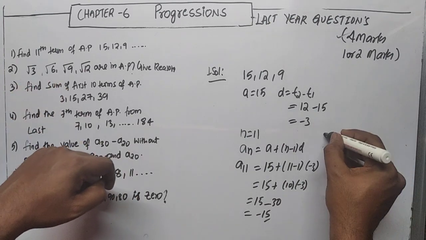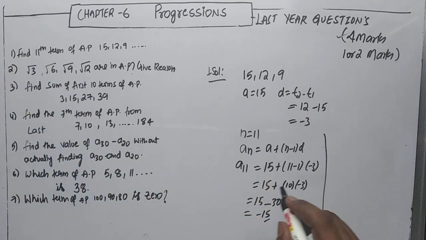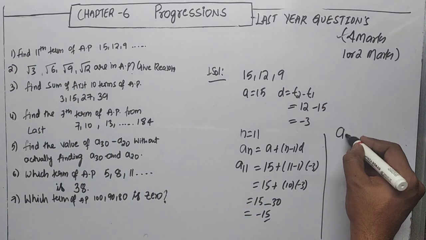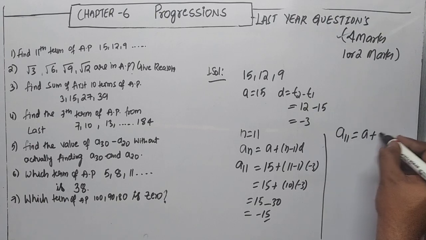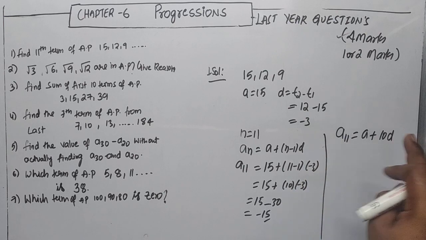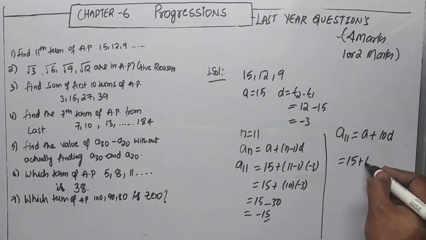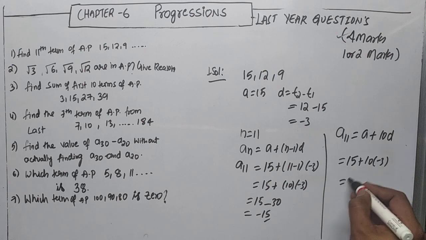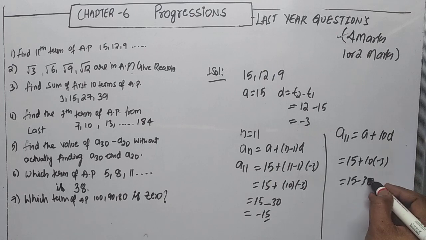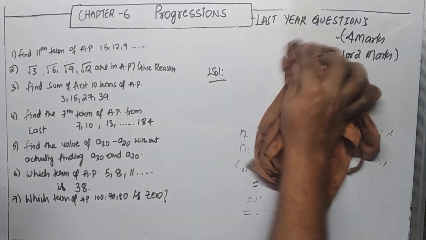Or else you can do it in another way. Suppose he is asking to find the 11th term. With the help of the general formula we know that the 11th term will be A plus 10D, because if I put 11 in the place of n, 11 minus 1 is 10. You know the A value and D value, so substitute. So 15 plus 10 into minus 3, 15 minus 30, 10 threes are 30, so minus 15. Same answer we got. So I am just substituting. Okay, now I will solve the second question.